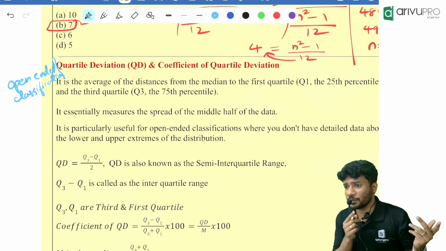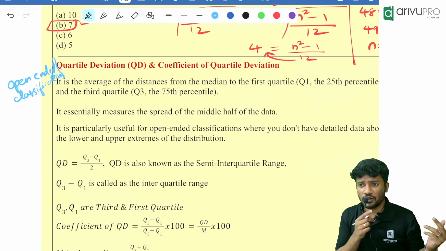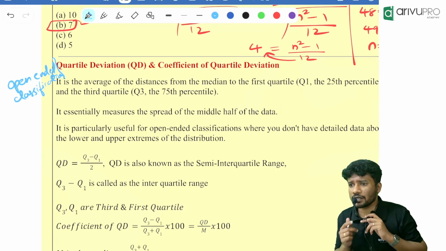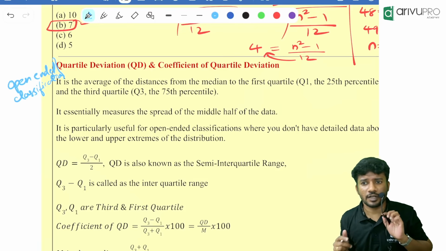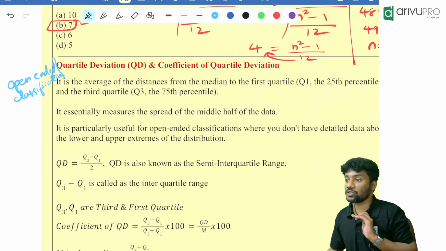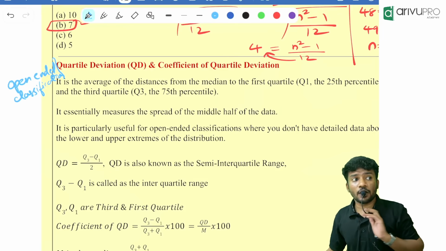First of all, what is this open-ended classification? Anyone knows what open-ended classification is? Have you heard about it? You might have studied it, now you might have forgotten. That's the thing. Anyone, any answers? Read the name and tell me. Open-ended classification. Now you looked up.